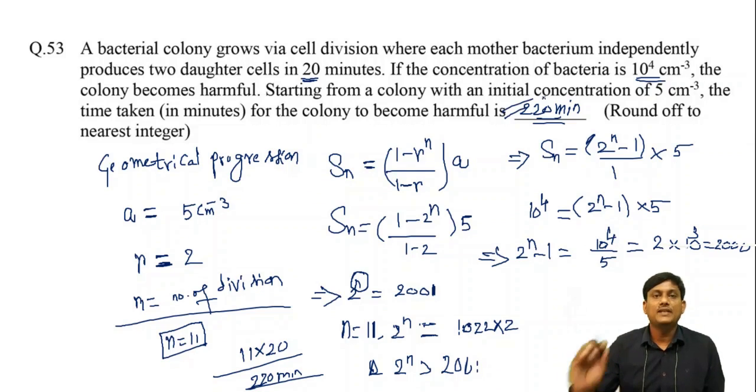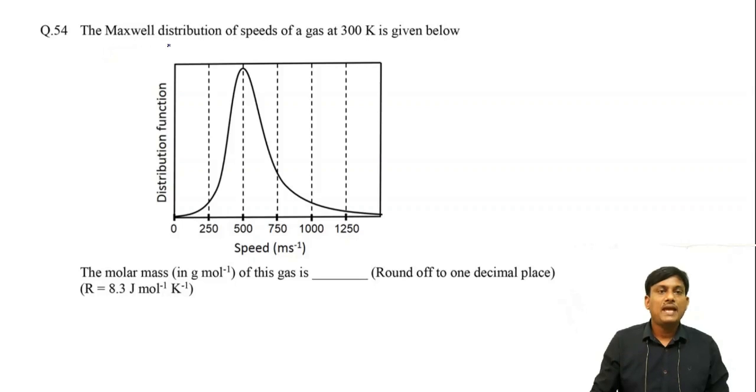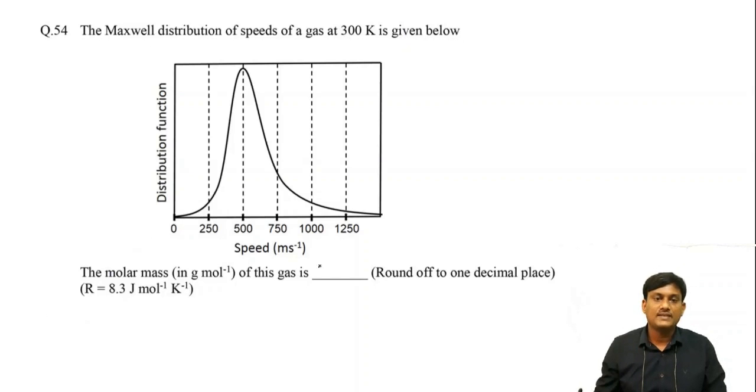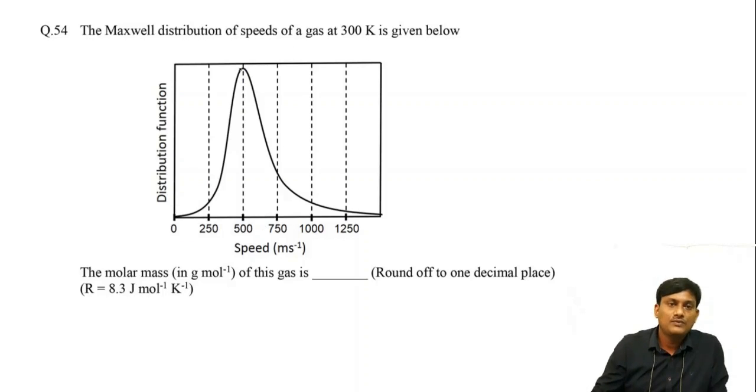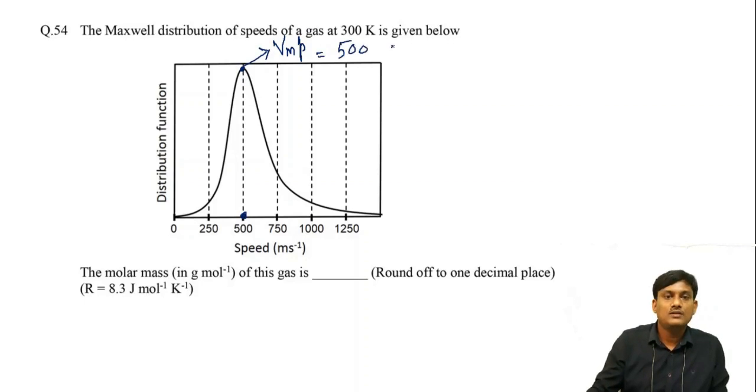220 minutes. 54. The Maxwell distribution of speeds of a gas at 300 Kelvin is given below. The molar mass of this gas is, okay, this is a distribution curve. From this curve, you can predict this is the most probable velocity. This point indicates VMP. Here, what is the value of most probable velocity? Here, VMP is equal to 500 m/s.